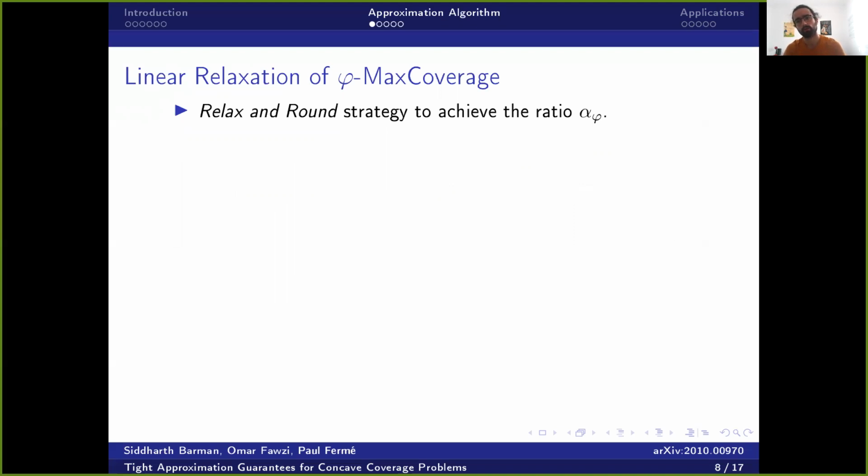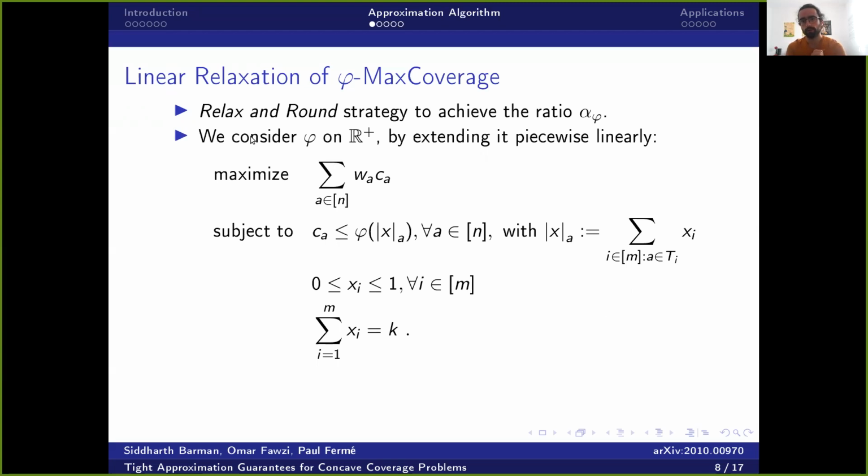So, okay, now let's look at how we prove the positive side of this theorem. So mainly how the algorithm works. It's a common idea. It's a relax and round strategy to achieve this ratio. So it's not combinatorial. So first we relax our problem. For this, we need first to consider the piecewise linear extension of phi on R plus, because it was only defined on integers yet. And we just define this linear program. And one can see that if you just ask the xi's to be integers instead of between 0 and 1, one recovers, in fact, the phi max coverage problem.